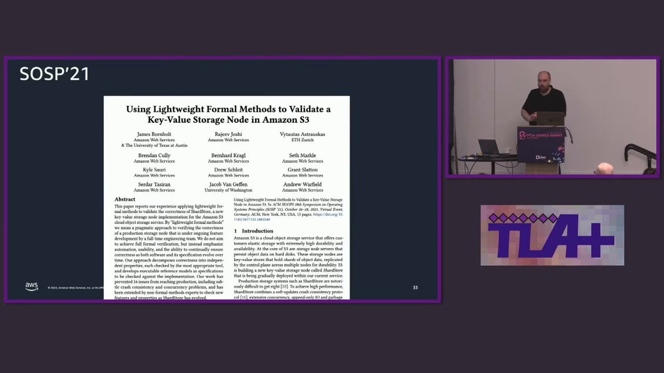Another paper I really enjoyed was this one from the S3 folks, who do a ton of great work in this space, about using lightweight formal methods to validate a key value store node. This is the node that actually stores the bits and bytes in S3. It is a vast amount of data, and it is just an incredibly important amount of data. It might not even be an exaggeration to say this is the single most important computer system in the world. It sounds weird to say, but it just might actually be true.